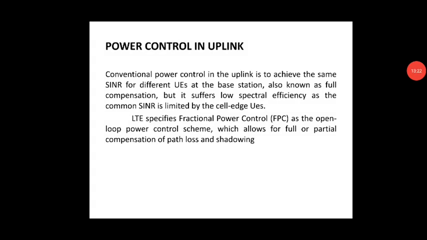The E node B calculates the timing correction for the uplink transmission for each UE. It is getting adjusted for each user equipment.